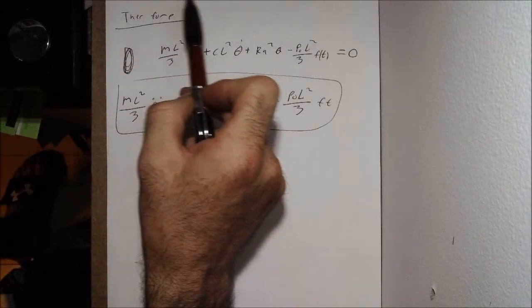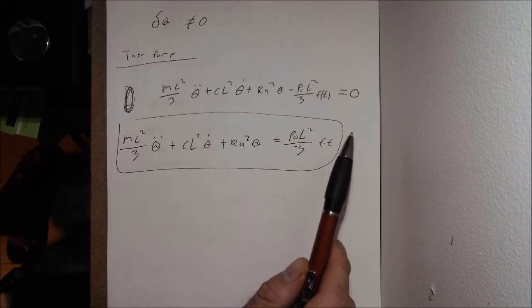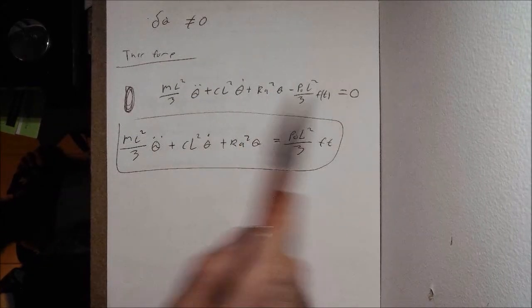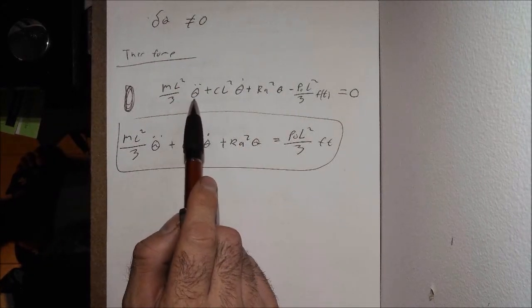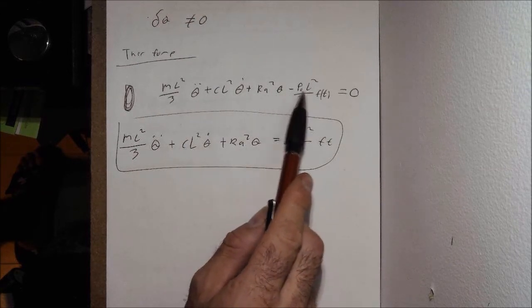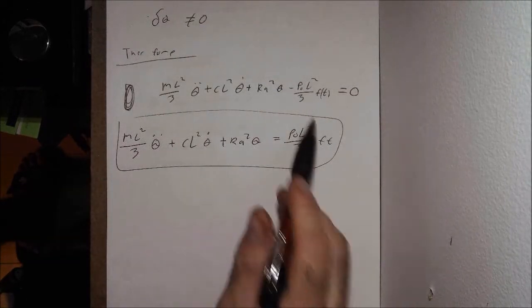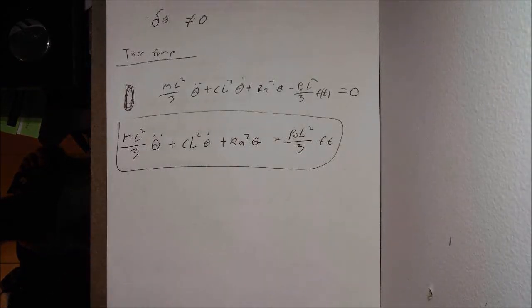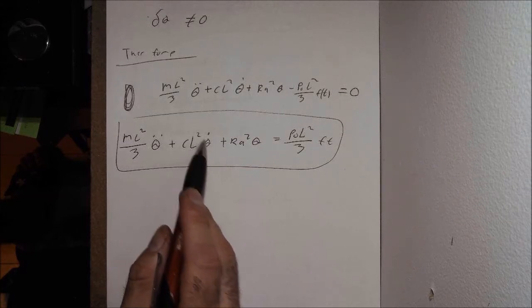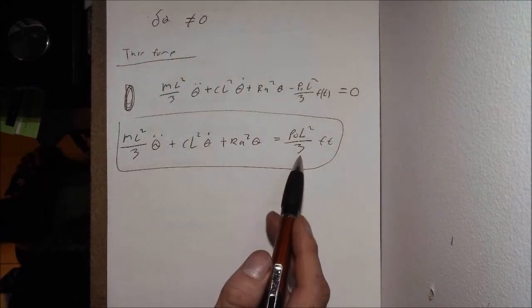Well, our delta theta cannot be equal to 0. Therefore, let's set the left-hand side equal to 0, eliminating the delta theta. So we end up at ml squared over 3 times theta double dot, plus cl squared theta dot, plus ka squared theta, minus p naught L squared over 3 times f of t is equal to 0 now. Rearrange this slightly, move this over to the other side here. We come up with our final answer of ml squared over 3 times theta double dot, plus cl squared theta dot, plus ka squared theta is equal to our p naught L squared over 3 f of t.